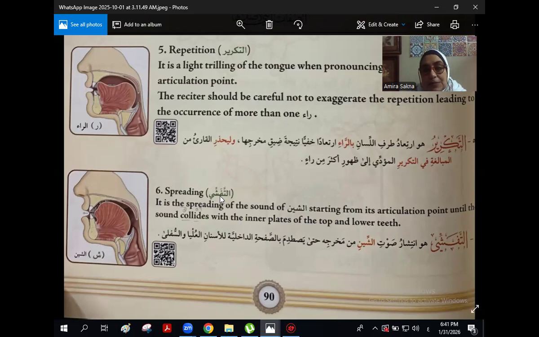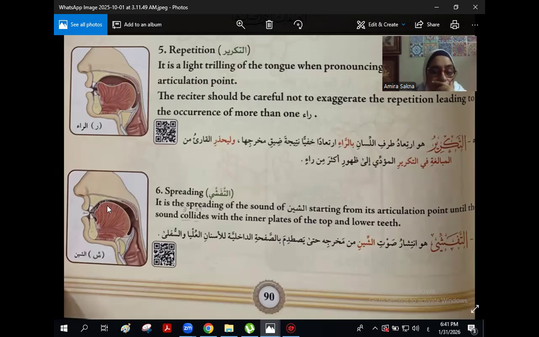Tafashy or spreading, my dear sister, is a characteristic related to sheen only, as takrir is for ra only. Tafashy is for the letter sheen only. This is how we pronounce the sheen. If you remember, it's from the middle part of the tongue with what is parallel to it from the roof of the mouth, or the palate of the mouth.